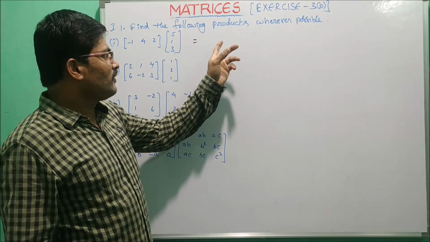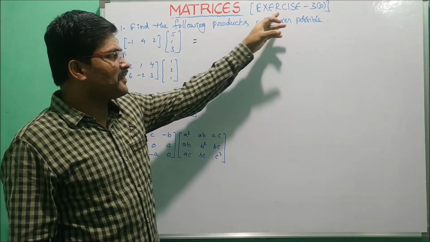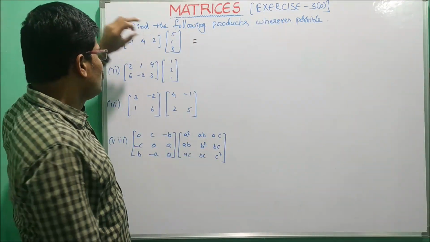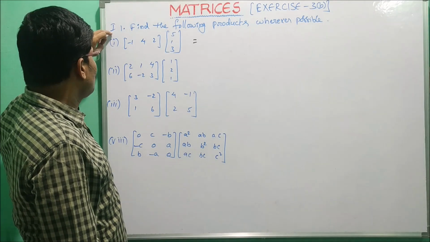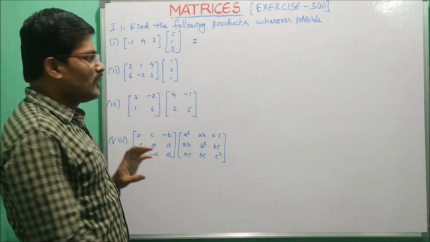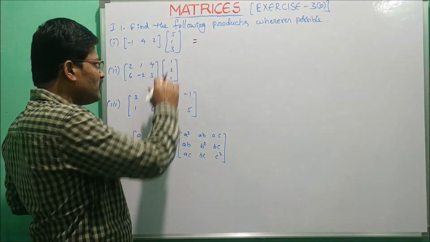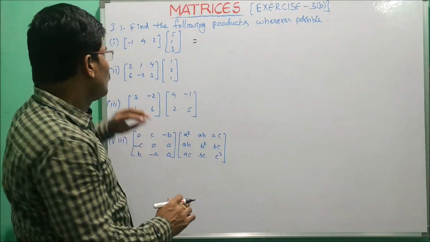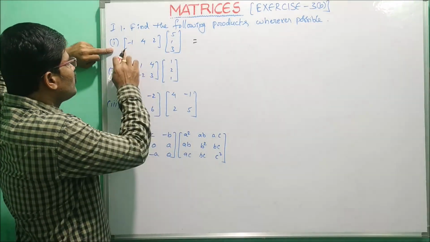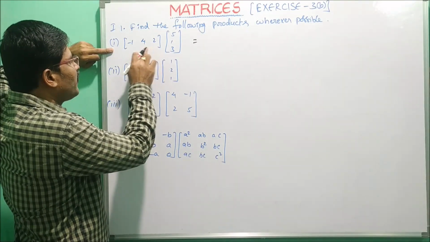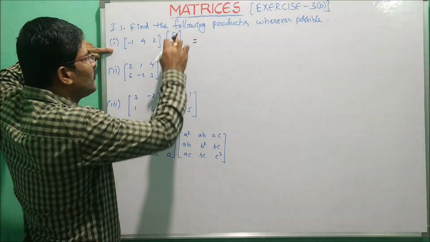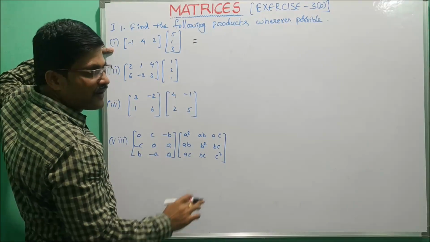So the next one is, here we have to solve the problems in exercise 3B. So in the first one, given there are 8 sums, here we have to solve 4 sums. The remaining sums are same order sums. So in the first sum, given the first matrix is row matrix, the second matrix is column matrix.